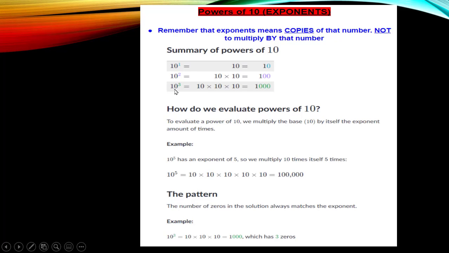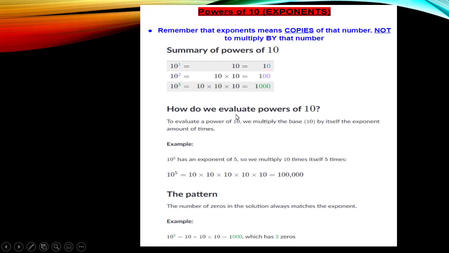When we have 10 to the third power, we get 3 copies of 10. 1 copy, 2 copies, 3 copies. So when we multiply those out, we would get 1,000.